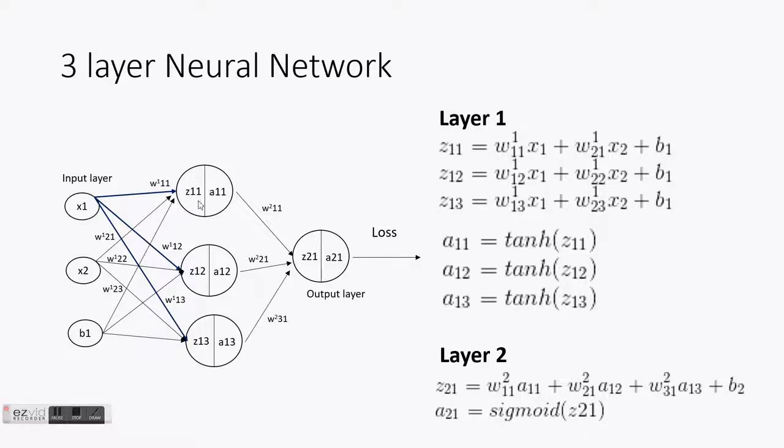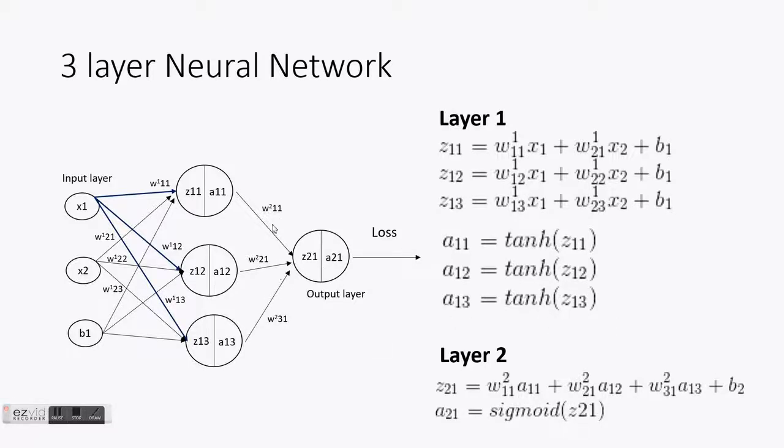have the bias. And so we compute the linear activation Z11 equal to W11 superscript 1 x1 plus W21 superscript 1 x2 plus B1, and Z12 is W12 superscript 1 x1 plus W22 superscript 1 x2 plus B1, and Z13 is W13 superscript 1 into x1 plus W23 superscript 1 into x2 plus B1. Then we compute the activations on the other side, which could be any nonlinear activation. In this case I've used the tanh, so A11 is tanh of Z11, A12 is tanh of Z12, and A13 is tanh of Z13.